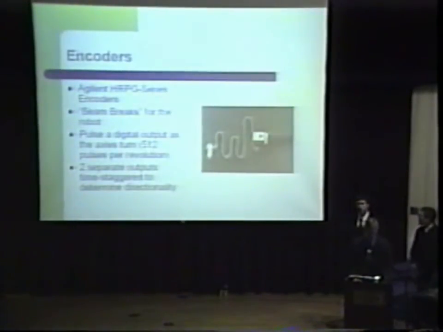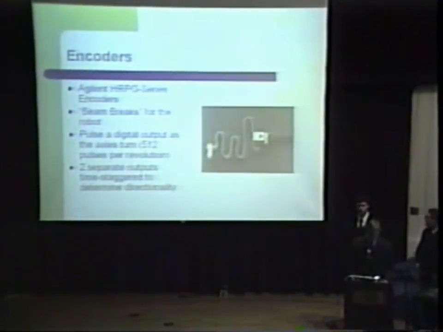The encoders that we used are Agilent HRPG series encoders. They're basically beam breaks for the robot. Anyone who did the solar car project knows what beam break is. Basically, over 1 revolution, a standard beam break will break the beam once. This is a high resolution form of that, which did it 512 times each revolution. So we knew exactly how far we turned either way.